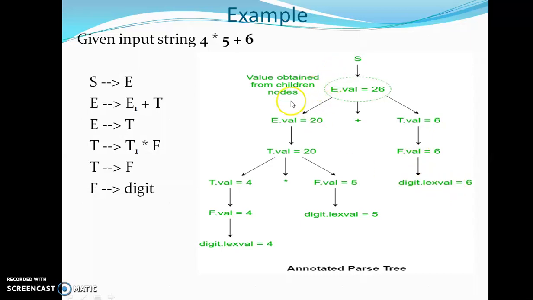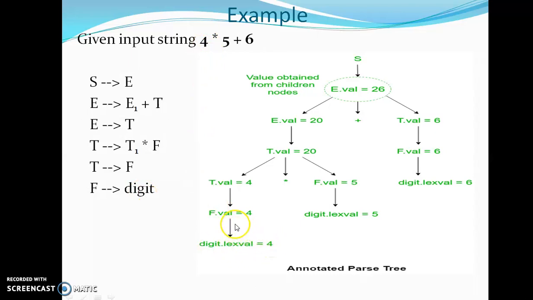Then we'll calculate the values. In synthesized attributes, we use the bottom up approach. We start from left to right. Here attributes are given and we have to calculate the attribute values. We start from the bottom, from left to right. At the first digit.lexval we can use any digit value. We want 4, so we use digit.lexval equal to 4.